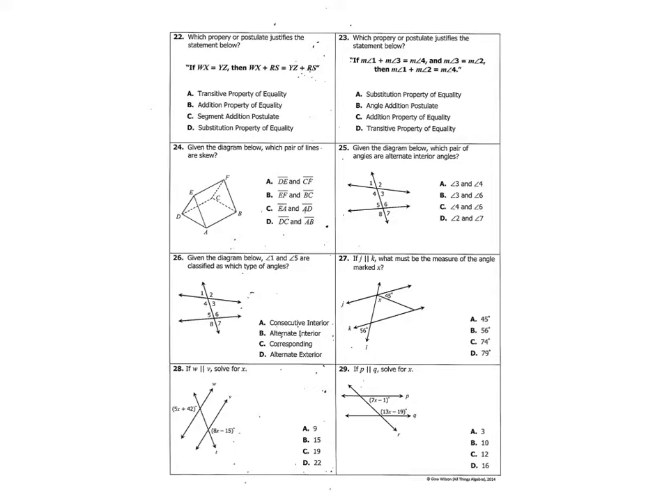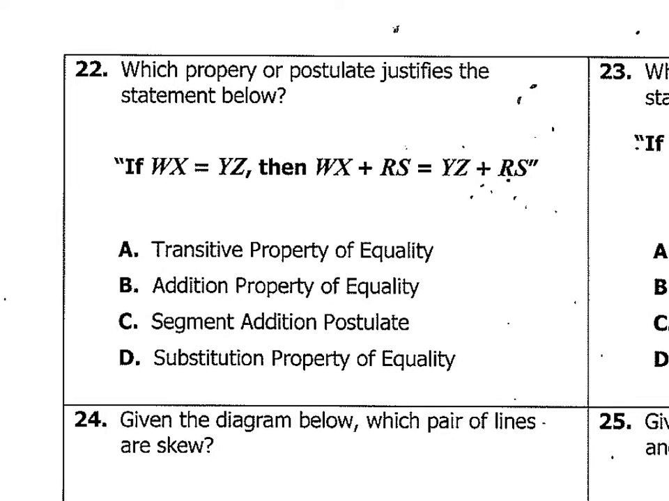Okay, moving on to the next page. Which property justifies this statement? Which property? Transitive, which is like the whole friends thing. If I'm friends with you, you're friends with Bill, then I'm friends with Bill. Is it the addition property? Segment addition, where we're adding 2 segments together. Or substitution, where we're removing a part and inserting another piece in for it.